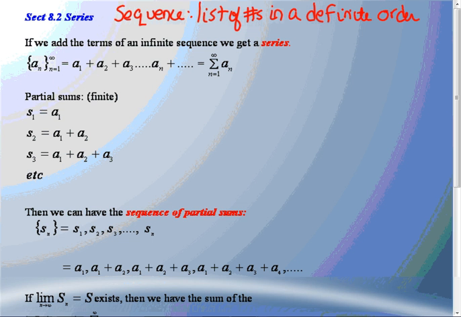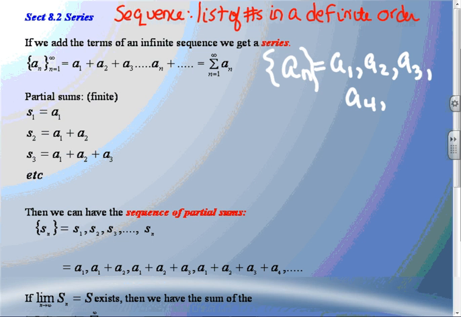So, if I have a sub n, that sequence would be a sub 1, a sub 2, a sub 3, a sub 4, and it would go on to a sub n. Just a list. Well, what we can do with this list is we can add up the terms in the list. And that's called a series. So now you have sequence and series. See what I'm saying about tongue twisters? Easy to mix them up.